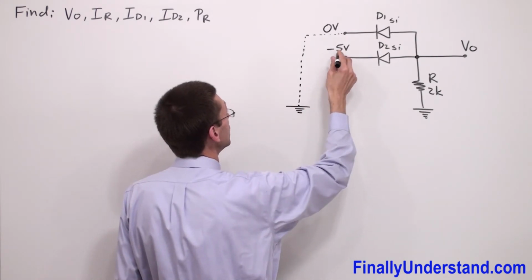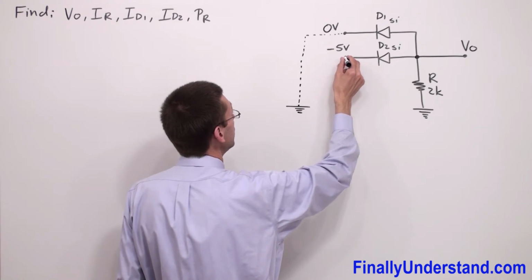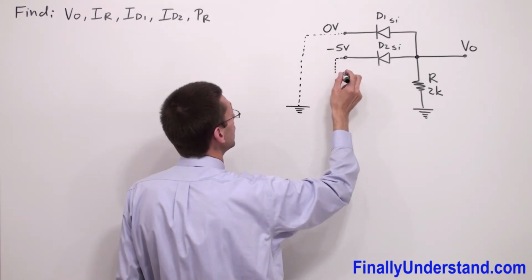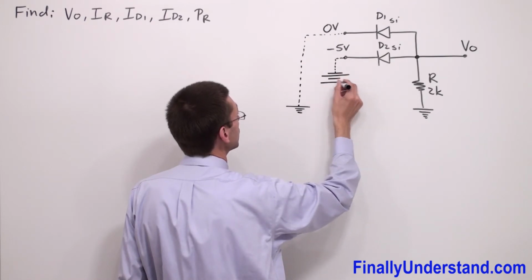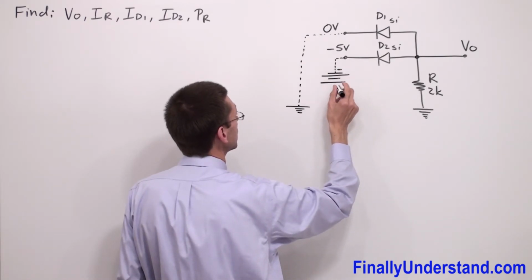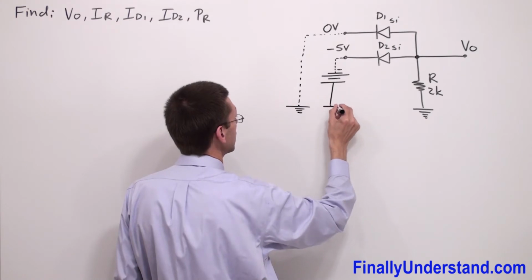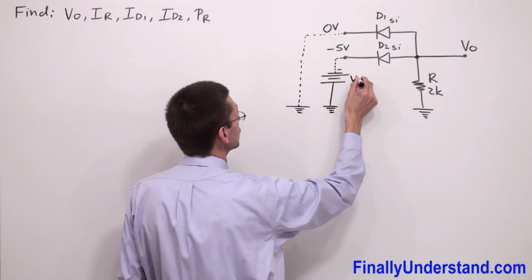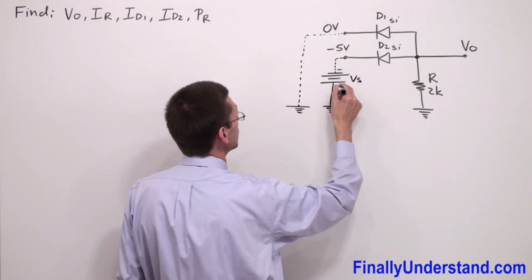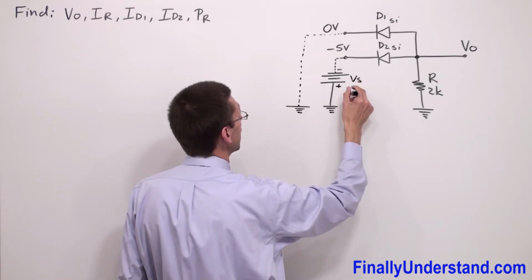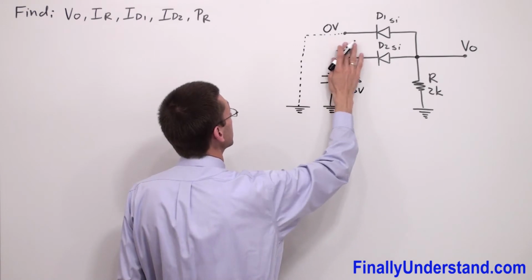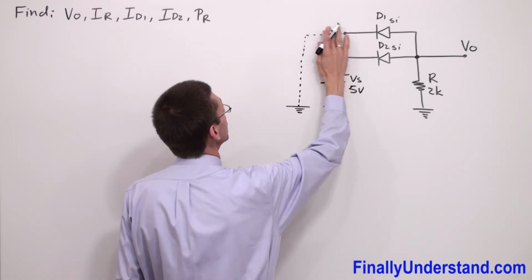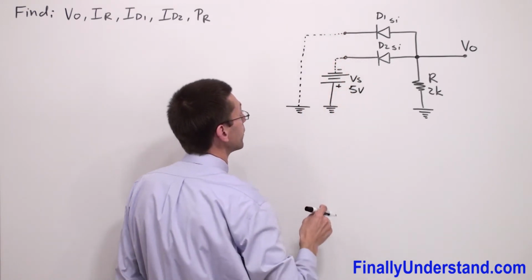Anytime you see a negative voltage, like in this case negative 5 volts, it means that you have a voltage source connected to the diode by its negative terminal, a voltage source which has 5 volts across it. So I'm going to erase this negative 5 volts and 0 volts to avoid confusion.